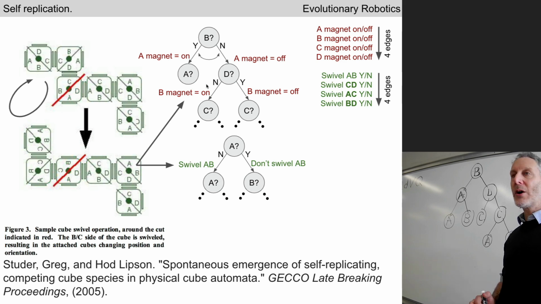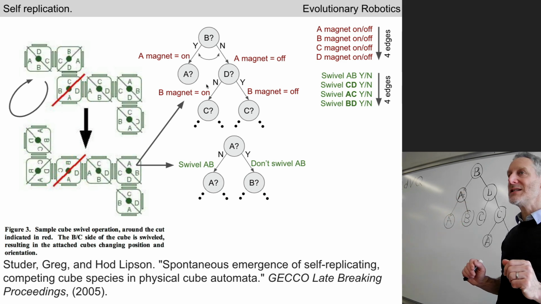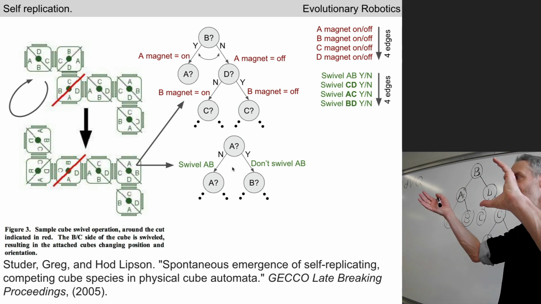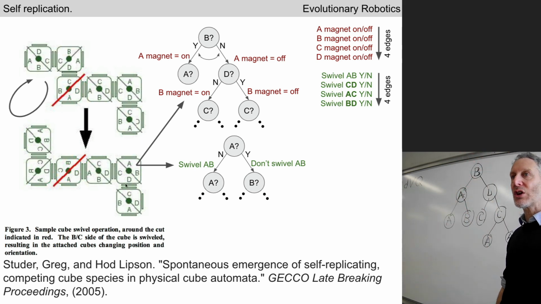We have one part of the brain that magnetizes or demagnetizes the four sides. The second part of the brain rotates different halves of the cube and sometimes takes the cube's neighbors along for the ride.